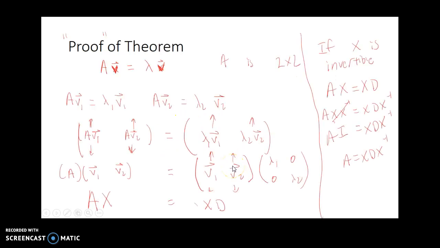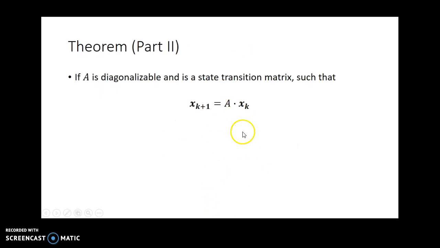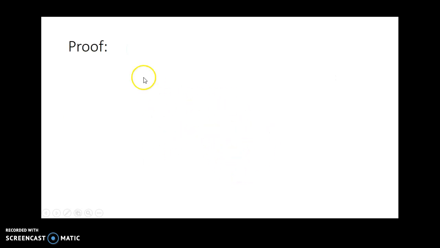If you see the connection here, these are very similar ideas that we're getting from this state, where D squared will just be the square of the eigenvalues. So they're very linked. That's why I'm calling this part 2. And it breaks down like this. Let's create a little proof for this. We'll assume, again, A is 2 by 2 to keep this simple.